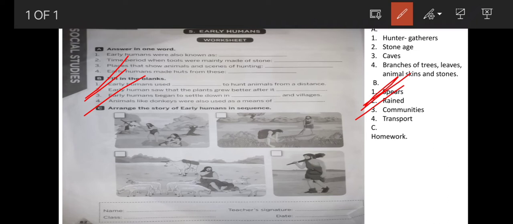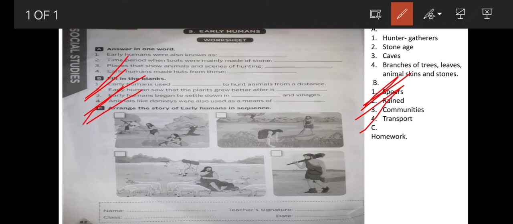4. Animals like donkeys were also used as a means of, the answer is transport. So, what was the animal used by the early humans? They used donkeys to move from one place to another. They used them as a means of transport. There were many animals domesticated by early humans, but one of the animals which was used by the early humans as a means of transport was the donkey. So donkeys were used as a means of transport.